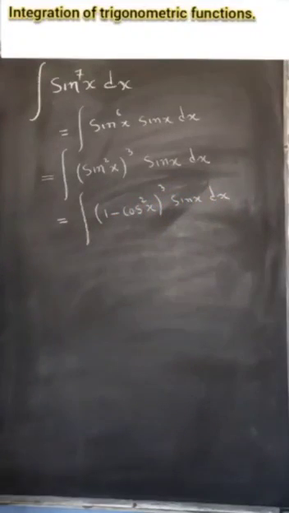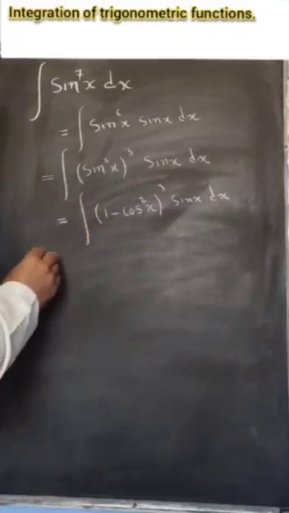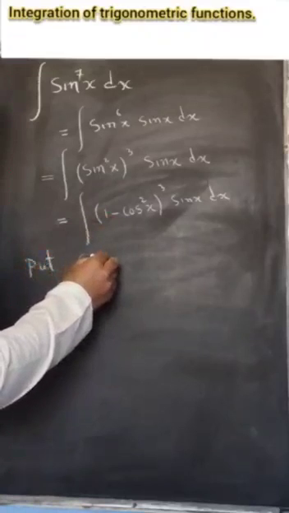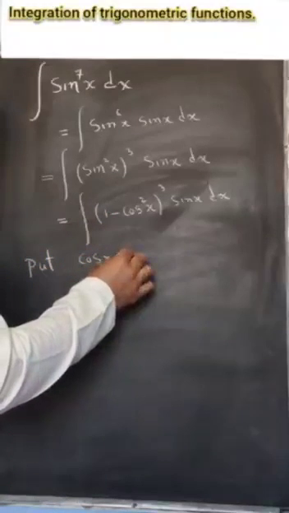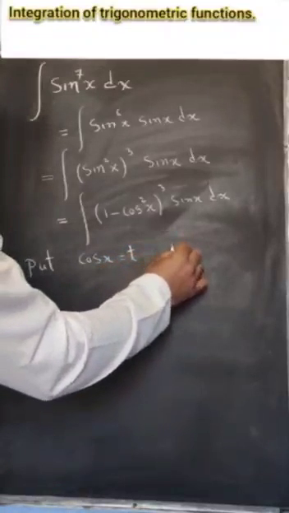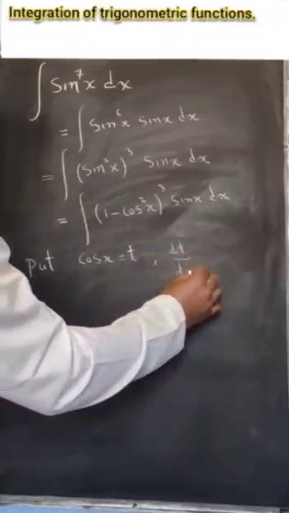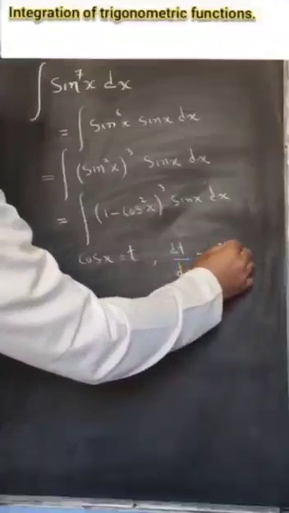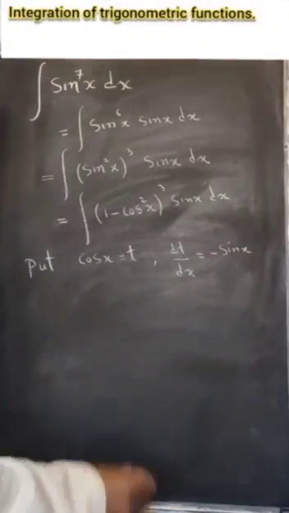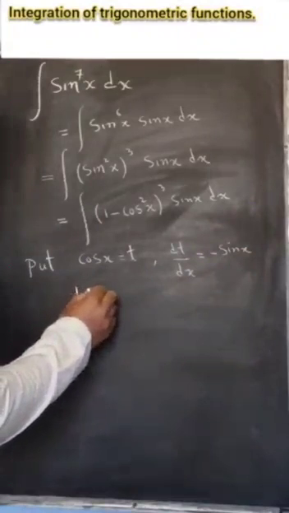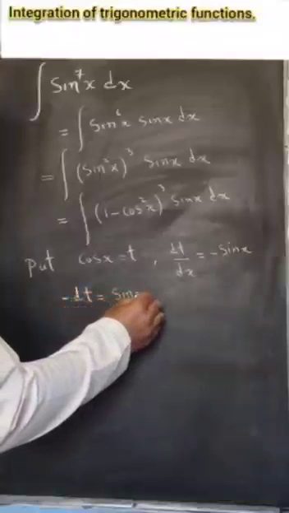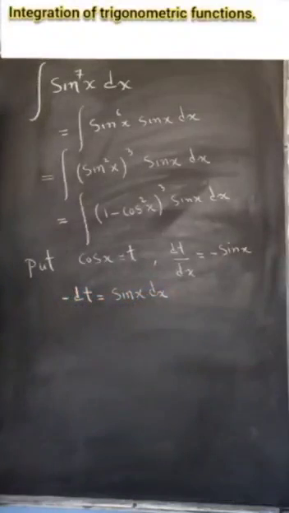dx. Now we put cosine x equal to t. Put cosine x equal to t. Differentiating t with respect to x, we get dt by dx equal to minus sine x, as differentiation of cosine x is equal to minus sine x, or we can write minus times dt is equal to sine x dx.